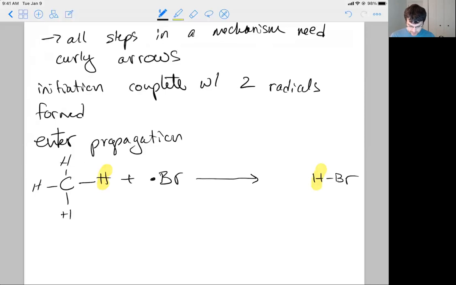What this looks like is the bromine rips off the hydrogen to form HBr, hydrobromic acid, along with a carbon-centered radical. So it sort of rips off or abstracts the hydrogen. So this is called the hydrogen abstraction step.